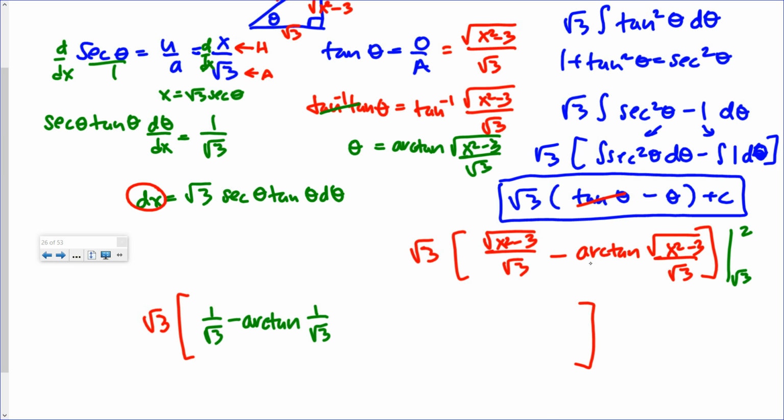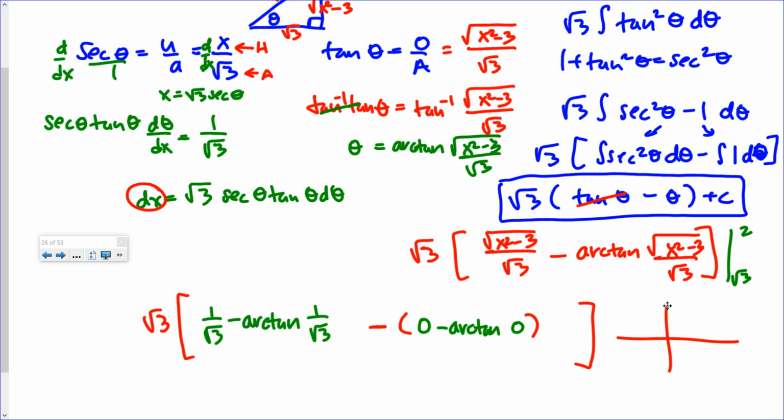All right, let me plug in square root of 3. If I plug in square root of 3 here, I get 3 minus 3, which is 0, over the square root of 3, which is 0. So this would be minus arctangent of 0 over square root of 3, which is arctangent of 0. So what I do is I plug in the 2, then I plug in the square root of 3, then I slap a minus sign in between. Now the question is, what is the arctangent of 0?